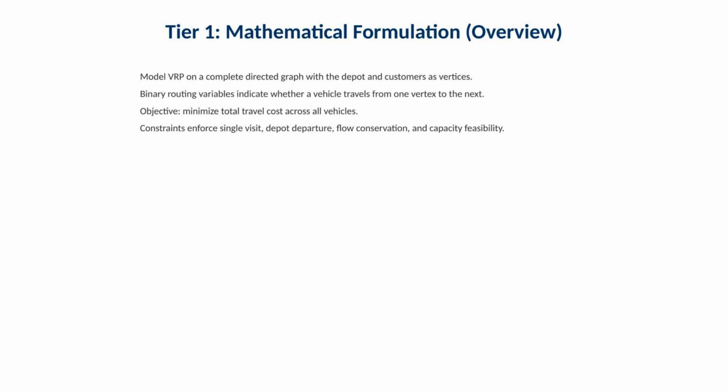Tier 1 starts with the mathematical formulation. We represent the depot and all customers as vertices in a directed graph, and we allow travel between any two distinct vertices. Binary routing decisions indicate whether a particular vehicle travels from one vertex to the next. The objective is to minimize total travel cost across vehicles, and the constraints enforce that each customer is visited exactly once and that routes are operationally feasible.